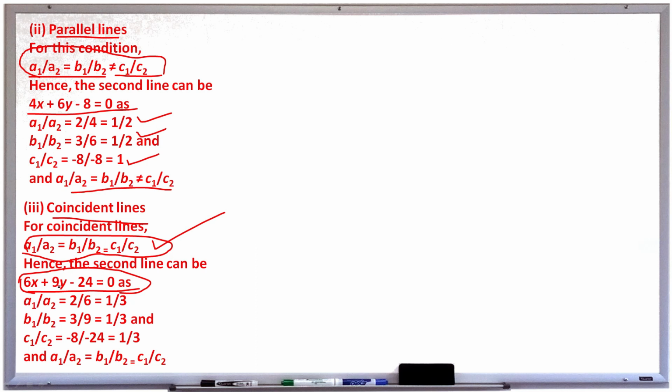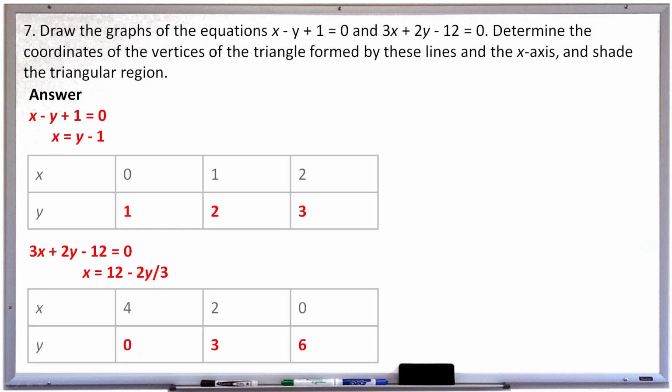Now we have to compare this equation with the given equation. a1 by a2 is 2 by 6, if you simplify you will get 1 by 3. b1 by b2 is 3 by 9, simplified 1 by 3. c1 by c2 is 1 by 3. So all are equal. If a1 by a2 is equal to b1 by b2 is equal to c1 by c2, that is the condition that the lines are coincident lines.